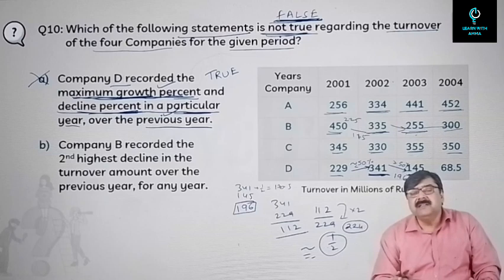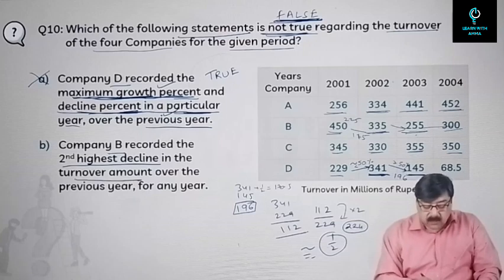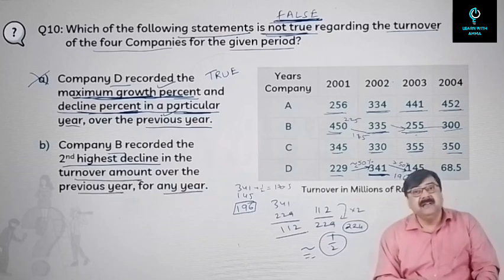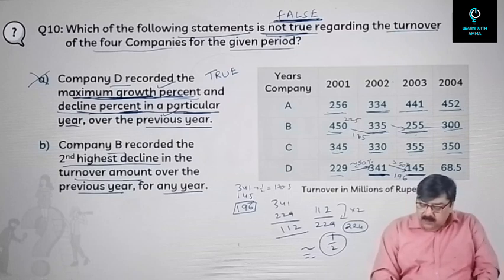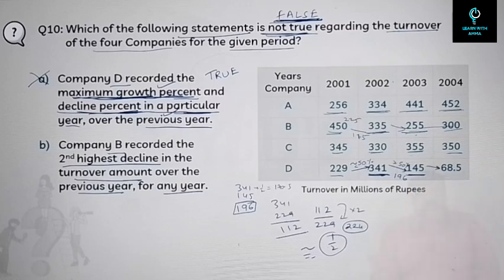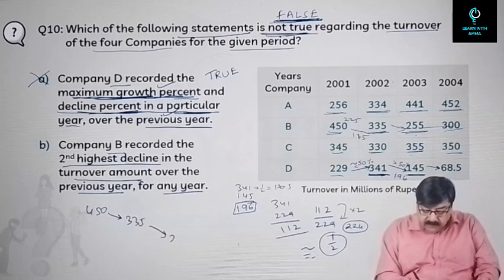Now let's have a look at the statement which is given to us in choice B. Company B recorded the second highest decline in the turnover amount over the previous year for any year. Now here it was quite evident that the second highest decline could have been from 145 to 68.5 for company D. For company B, the decline is from 450 to 335 or 335 to 255.